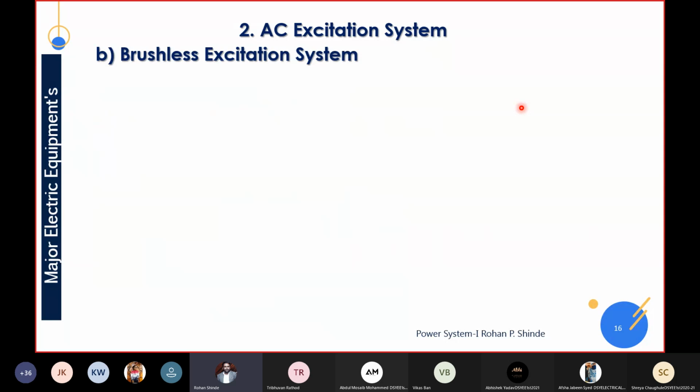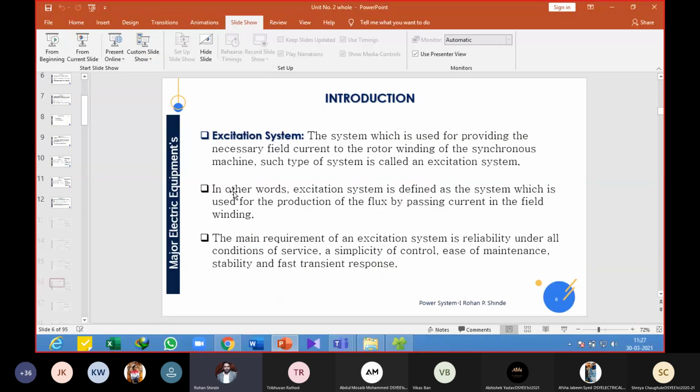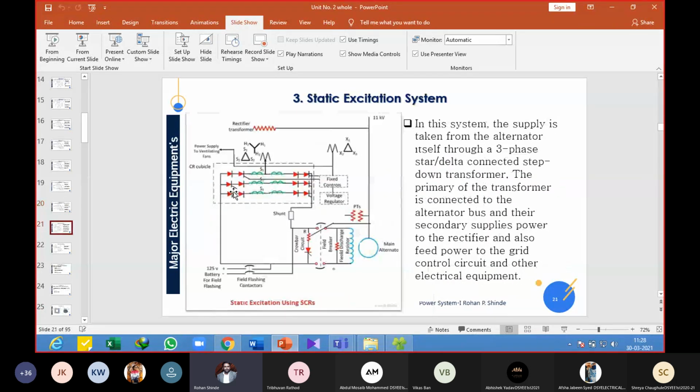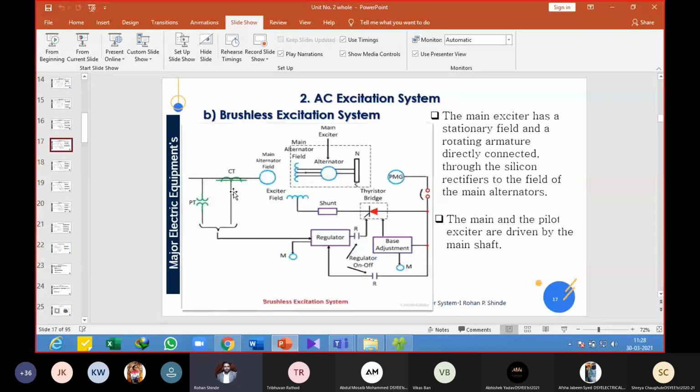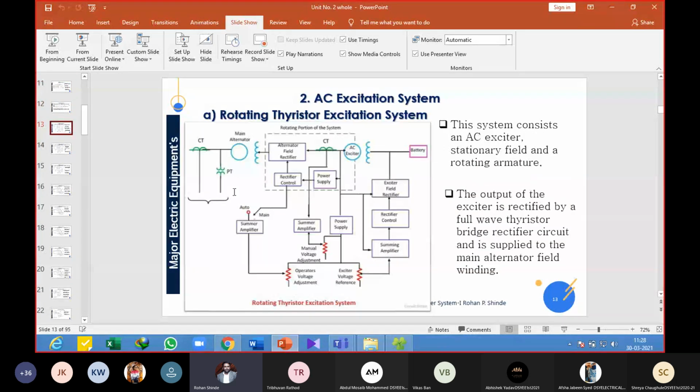Now we will move towards the brushless excitation system. So this is all about the brushless excitation system, and the last is the static excitation system. Okay, in this lecture we have seen two excitation systems. First is the DC excitation system and second is the rotating thyristor excitation system. In the next lecture we will cover the remaining two excitation systems.